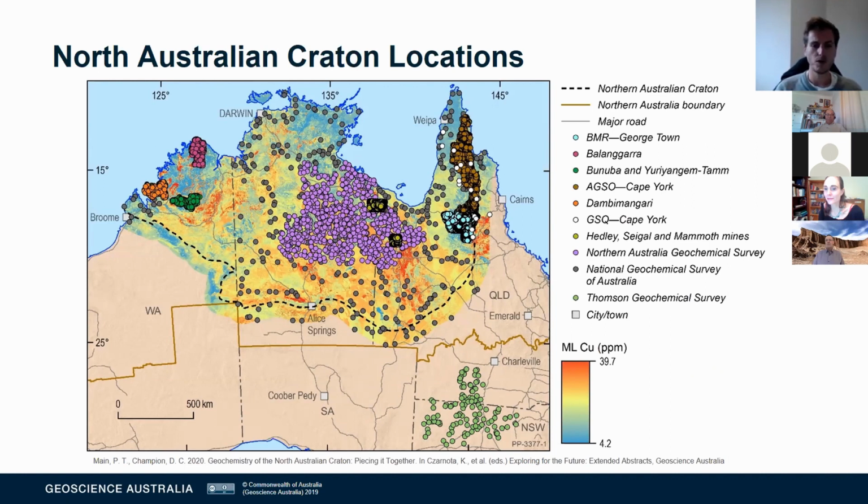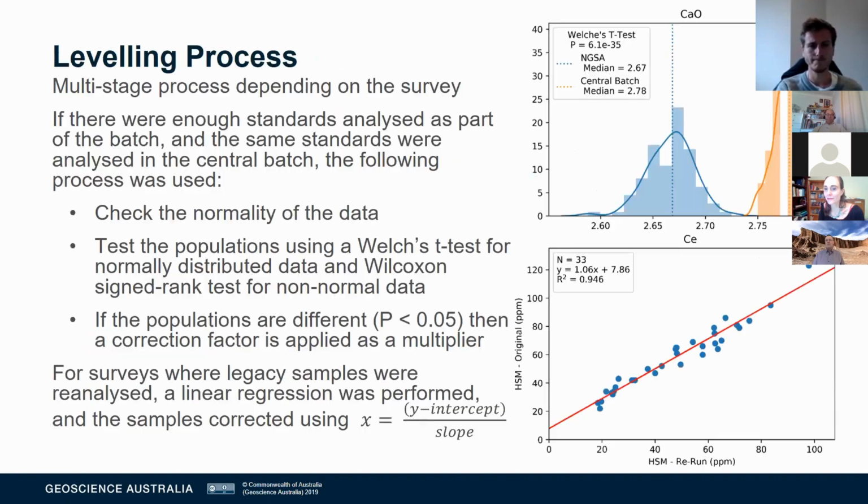And an overview will be presented in another Exploring for the Future extended abstract, which again should be coming out towards the end of the financial year. And in this case, it's overlaying on some preliminary machine learning work for the whole North Australia Craton. So really trying to bring all this data together, to provide a seamless picture for Northern Australia. Just a quick overview of what was done to this data, so you get a feel for what's there.